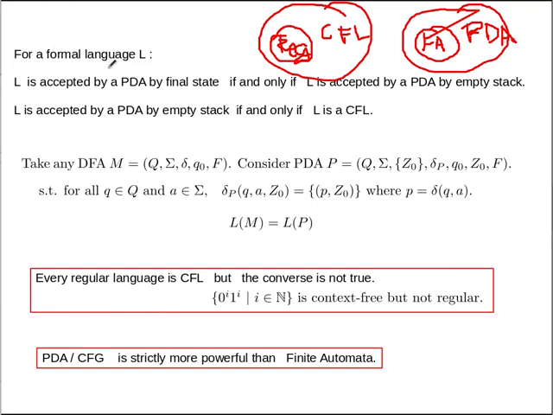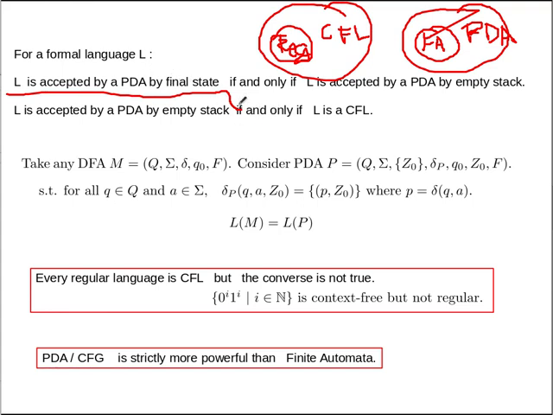For a formal language L, what we proved is that L is accepted by a PDA by final state if and only if L is accepted by a PDA by empty stack, that we proved in the previous part. And then we proved that L is accepted by a PDA by empty stack if and only if it is a CFL. So now we can put these two together and say that L is accepted by a PDA by final state if and only if L is a CFL. Okay, we can go from here to here.